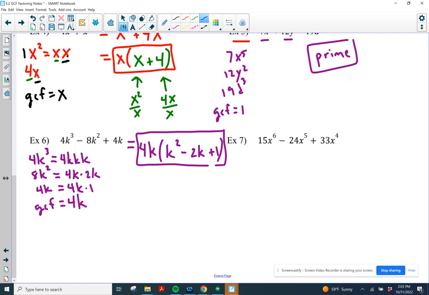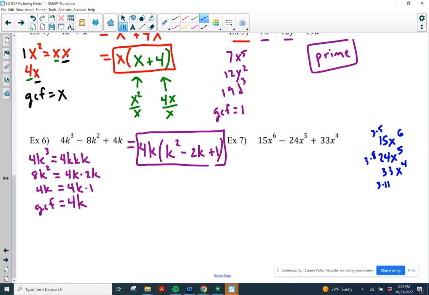So example 7, I'll switch to blue here. First thing I'm going to do is I'm going to look at those terms. I don't have much room to go to the right, so I'm going to just write these over here. So my three terms are 15x, that's not a k, that's an x, 15x to the 6th, 24x to the 5th, and 33x to the 4th. So I'm going to look at that 33 and that 15. Do you notice 15 is 3 times 5? Do you notice 33 is 3 times 11? 24 is 3 times 8.